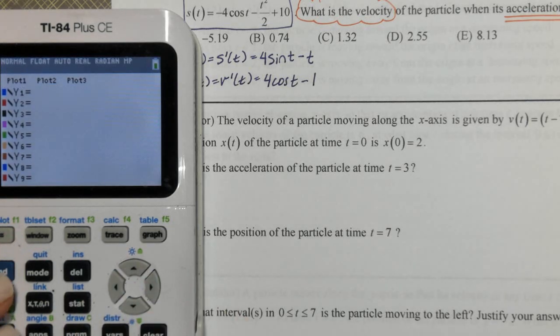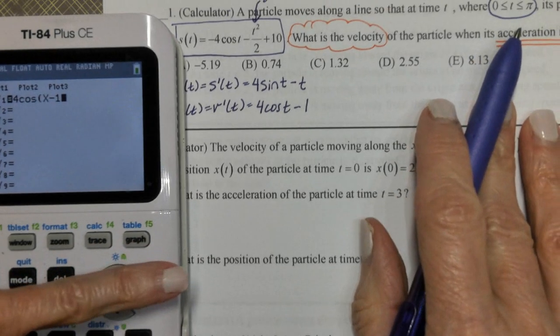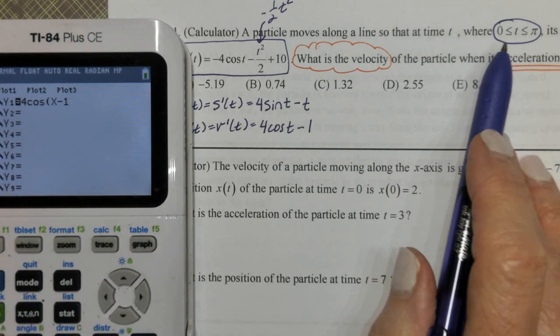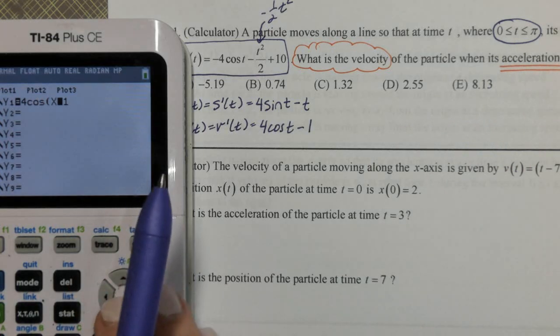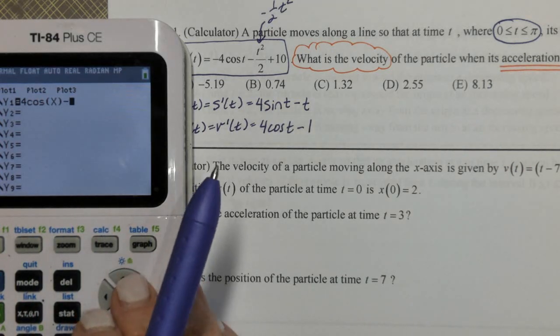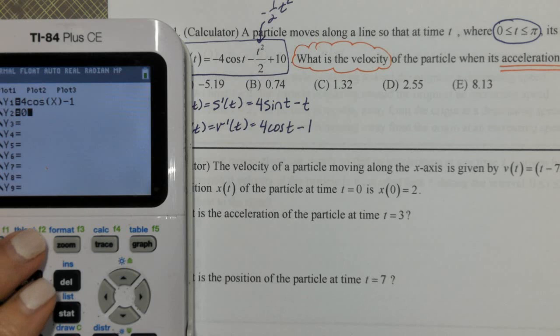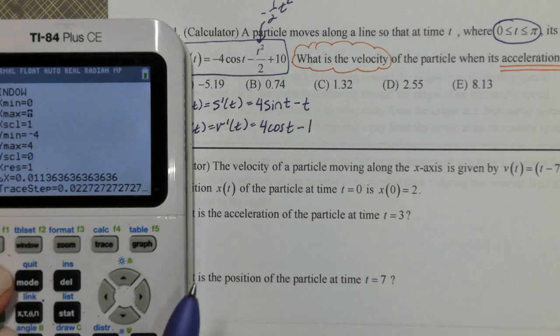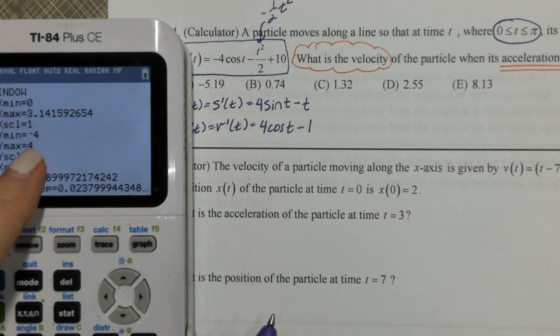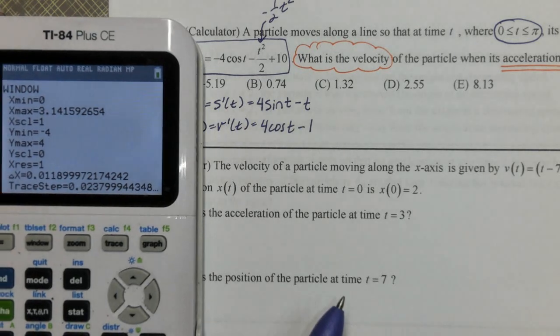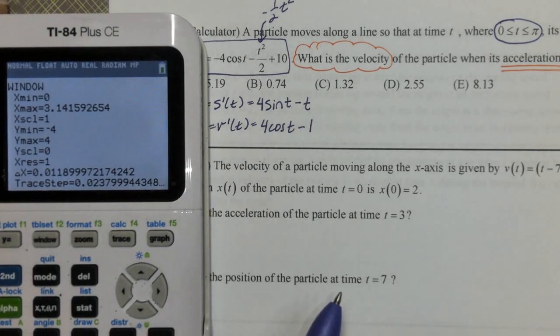I'm going to put acceleration in for y1 because I want to see when that thing is 0 in between 0 and pi. So that's all we care about. In between 0 and pi, when is that, forgot my close parenthesis, when is that 0? So I'm going to put that in for y1 and 0 in for y2. In my window, I'm going from 0 to pi. It's already set on negative 4 to 4 for my y min and y max. I think I'm just going to leave it there.